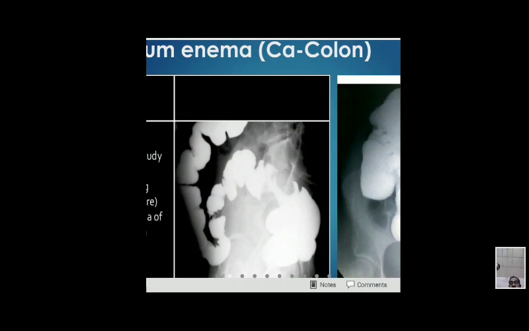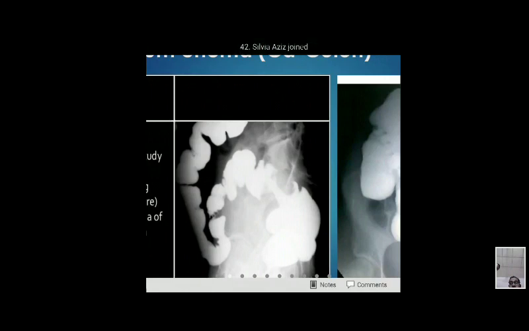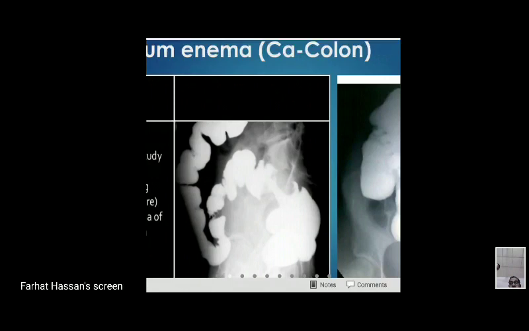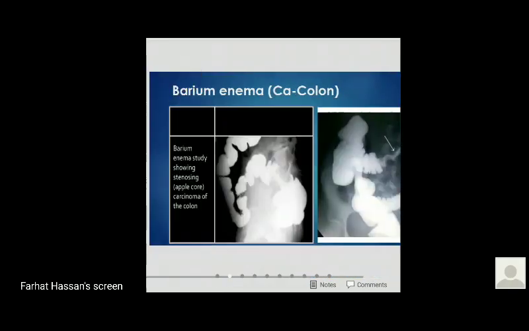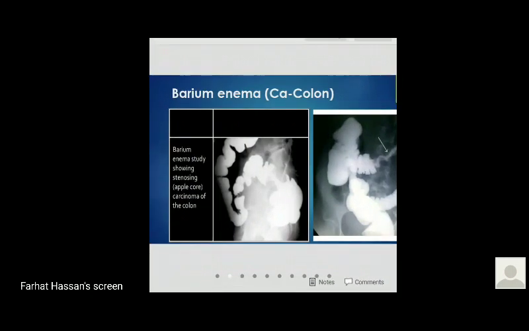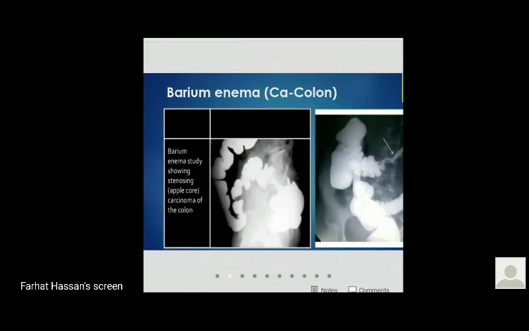Now, what are the usual presentations of colonic carcinoma? Painless per-rectal bleeding, tenesmus, altered bowel habit. These are the early features. There may be morning diarrhea, and weight loss late. So these are the features of carcinoma rectum.